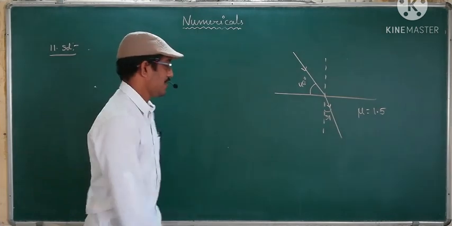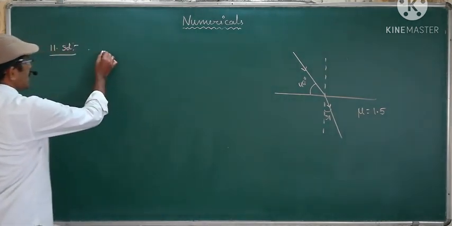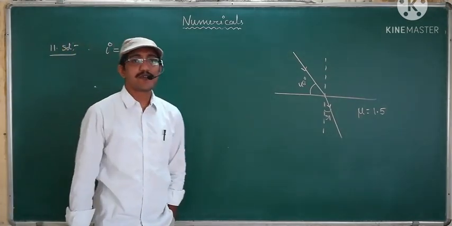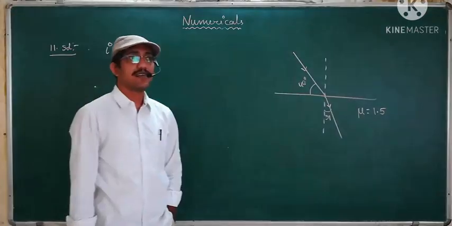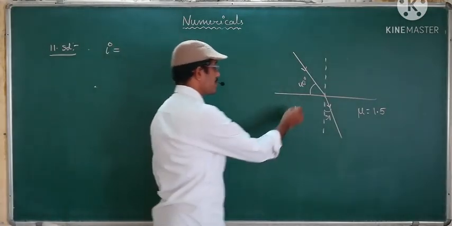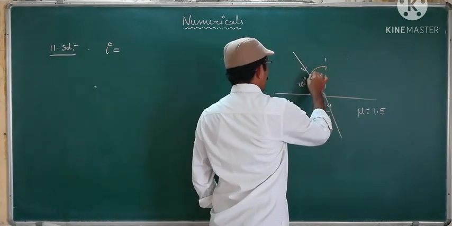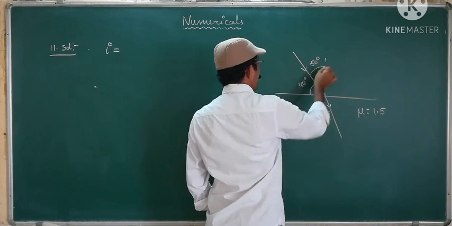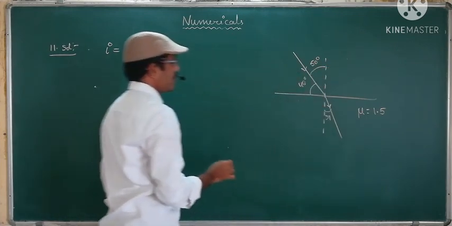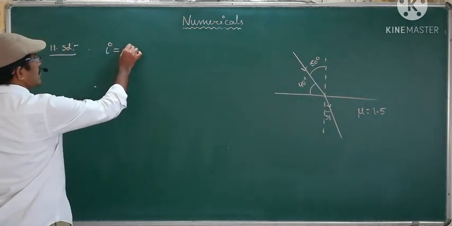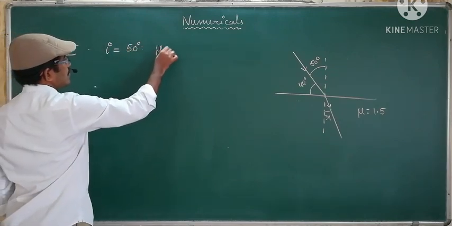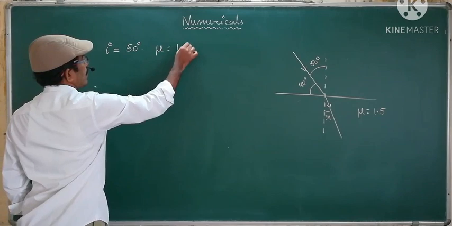That much only is given. So from this, angle of incidence means the angle made by incident light with the normal, not with the surface. This is 40 and this would be how much? 50 degree. So total 90 degree. 90 minus 40 is equal to 50 degree. So I is equal to 50 degree. And the refractive index mu is equal to 1.5.